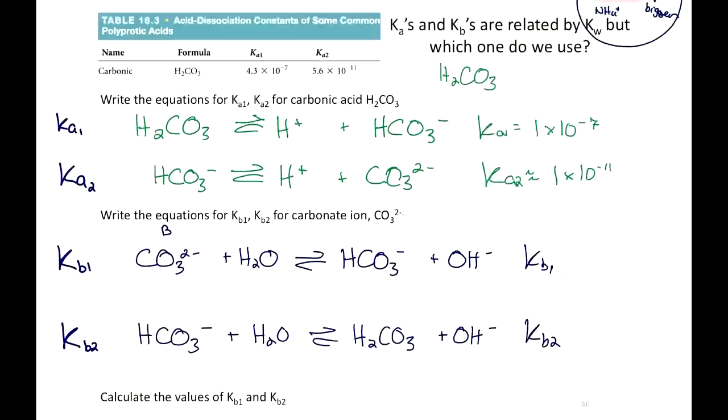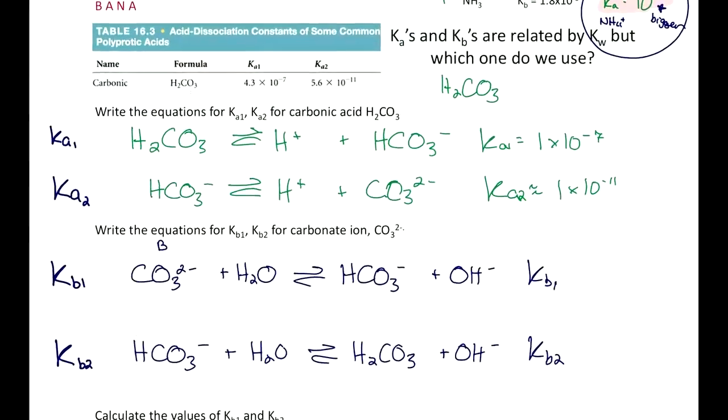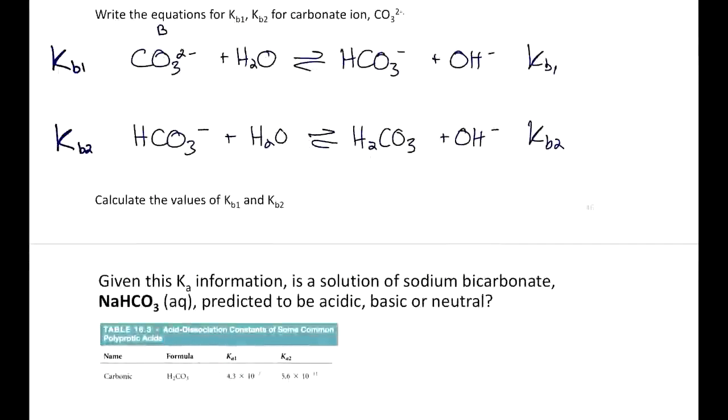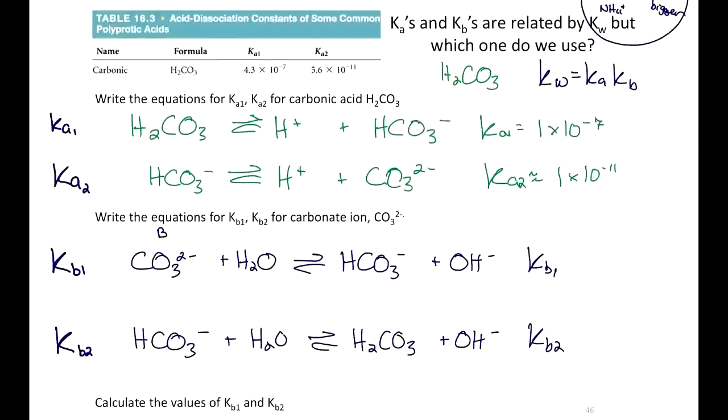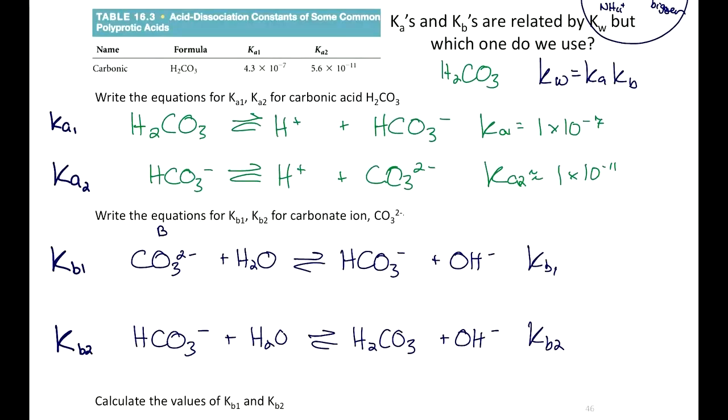All right, so in this table, I gave you Ka values, but I didn't give you Kb values, but did I have to? So we're going to use the relationship Kw equals Ka times Kb, but we have to be careful, because we need to understand which Ka we use to calculate Kb. We can't just take any of them, because the next thing is to calculate the values of Kb1 and Kb2.